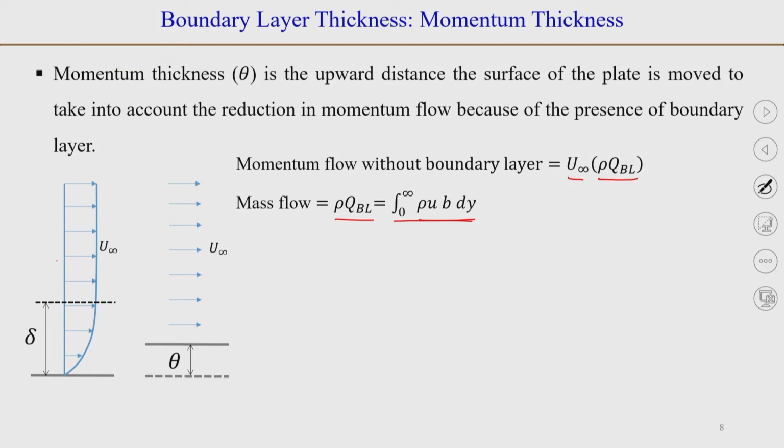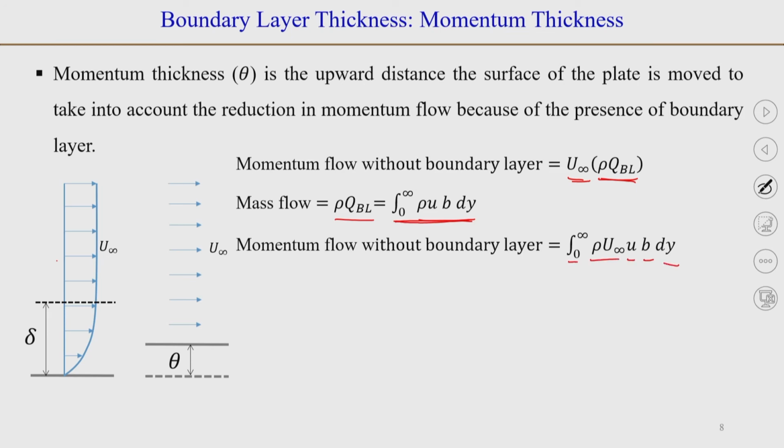Now, if all this mass has been moving with a velocity u infinity, that is the momentum flow without boundary layer. We can also substitute this rho q_BL by this value. So, we can write u infinity as a constant, so this will be integral 0 to infinity rho u infinity u b dy. Now, if we consider boundary layer, then in place of u infinity what we will have is u. So, this will be rho u squared b dy.